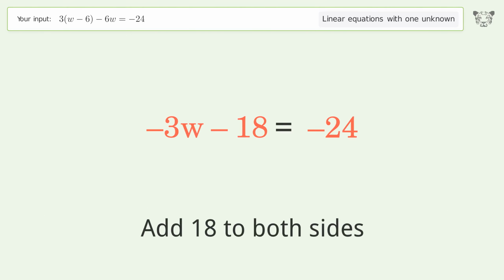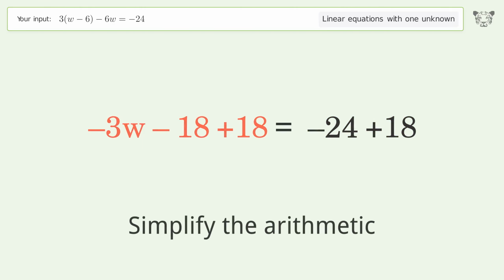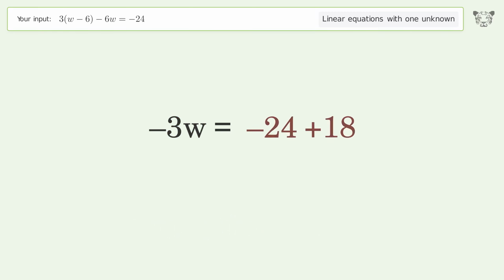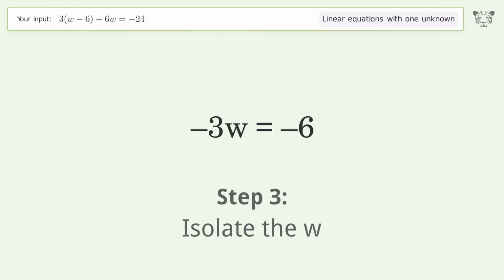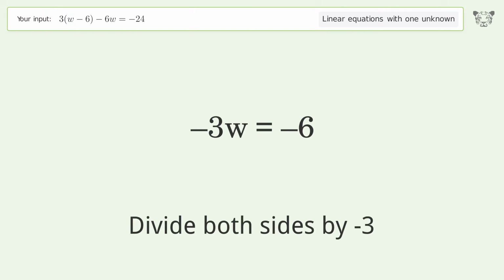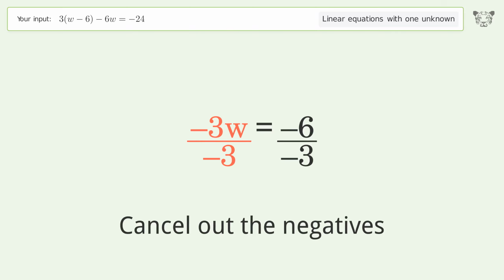Add 18 to both sides. Simplify the arithmetic. Isolate the w. Divide both sides by -3. Cancel out the negatives.